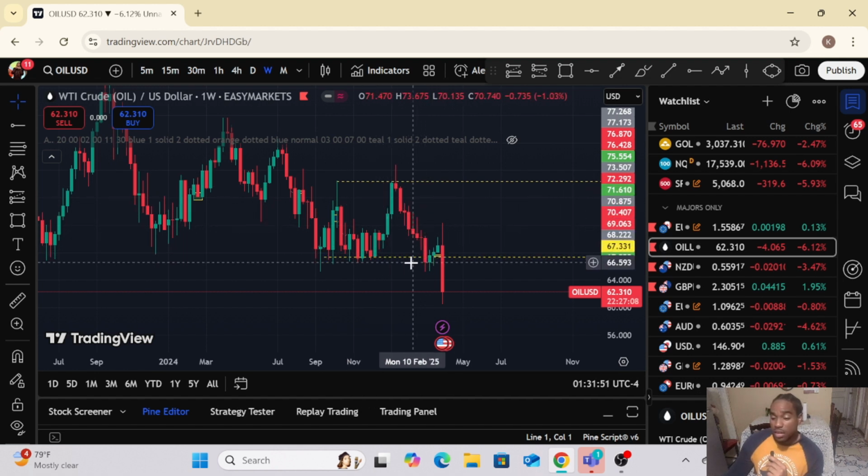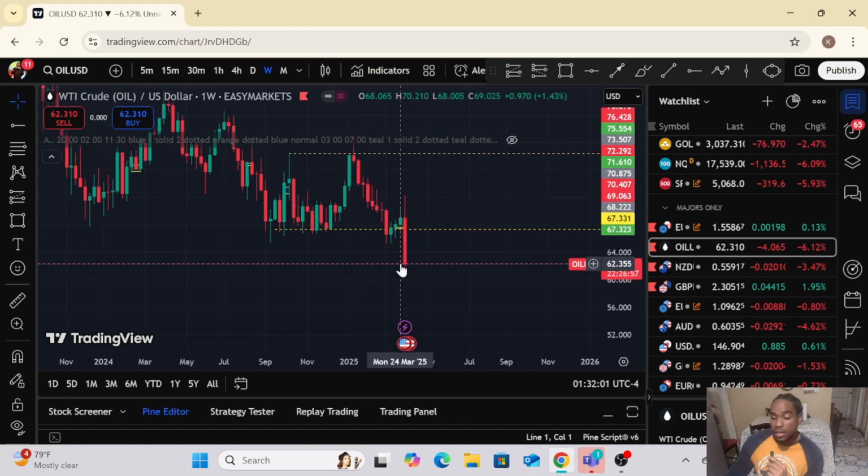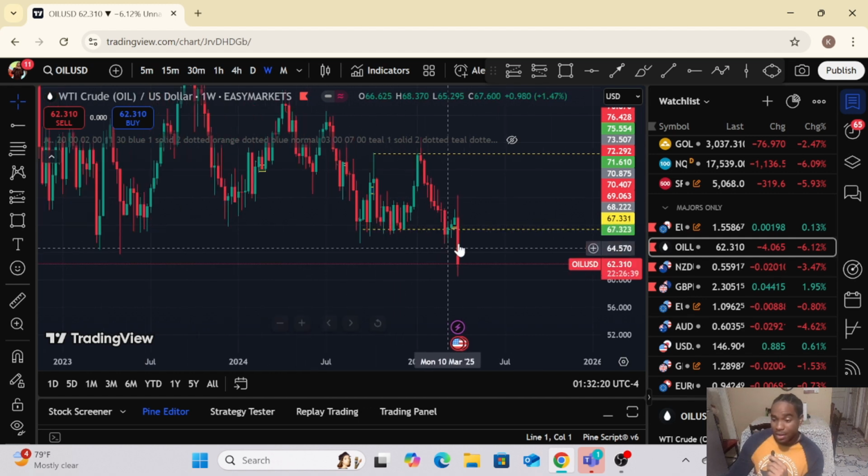Now, where did this push start from? This push started from here for the sweep. So what we would want to see is for price to close below this low. And basically, last week did it for us. It wasn't that significant, but last week we definitely had a nice clean weekly close below this low right here.